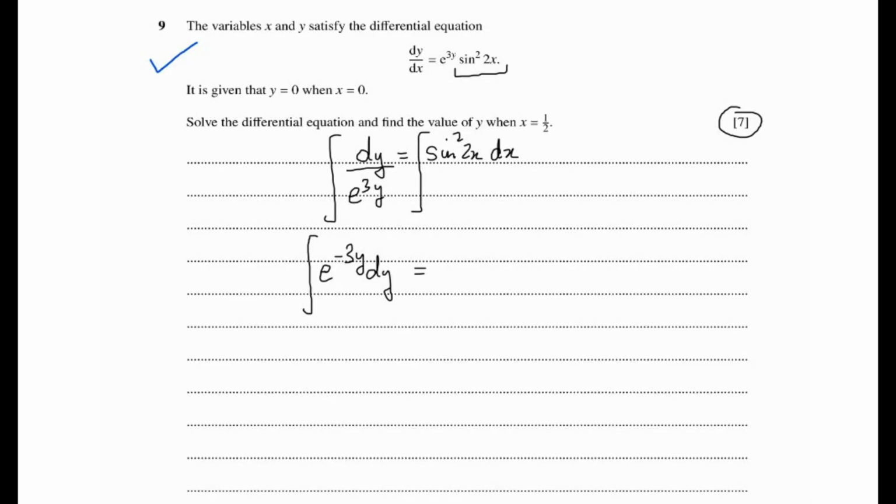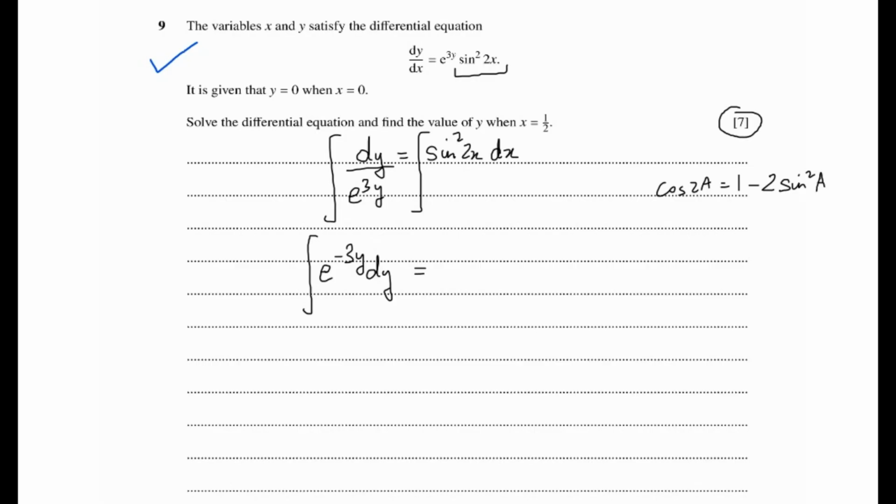For the right-hand side, we have to integrate sine squared 2x. We use an identity that's available in our formula sheets. The identity is cos 2A is equal to 1 minus 2 sine squared A. Sorry, I first said the wrong identity. We have a sine squared 2x, it's not a sine squared x.